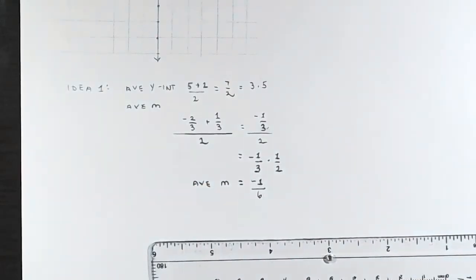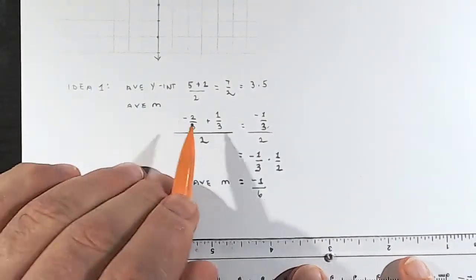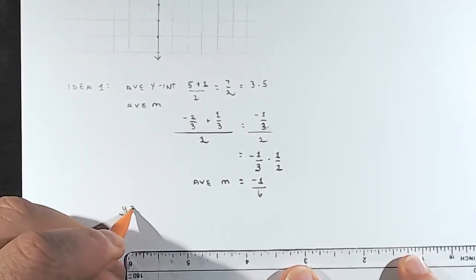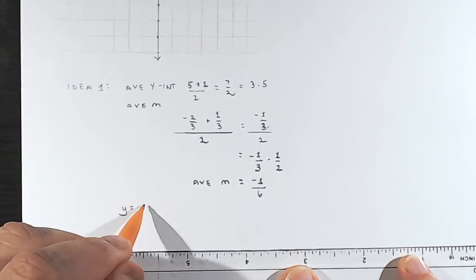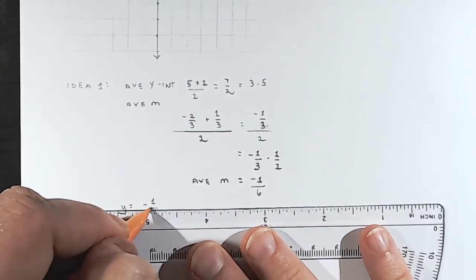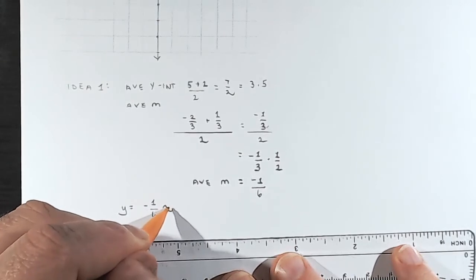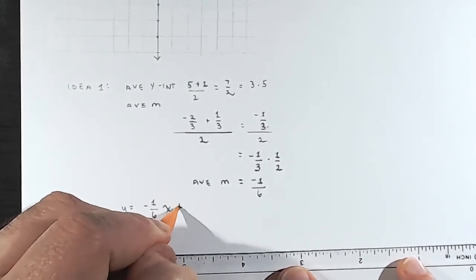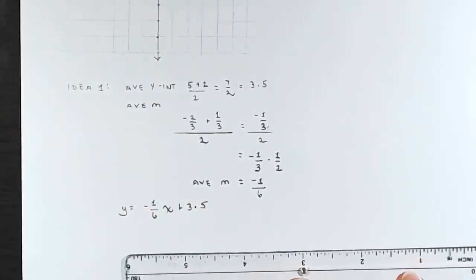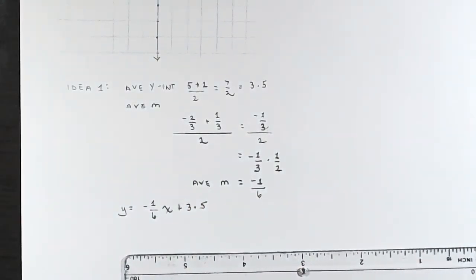Again, no idea if this works. So our new line would be y equals negative 1/6 x plus 3.5. Okay, well, let's draw that in and see what it looks like.